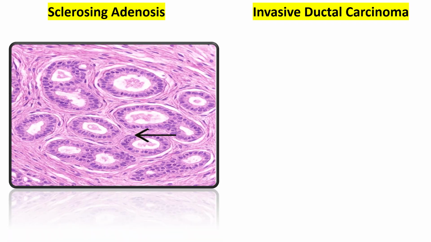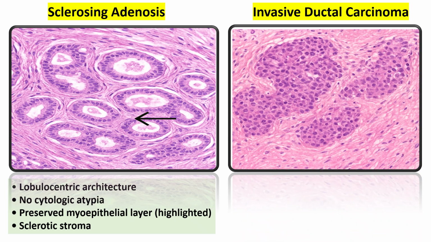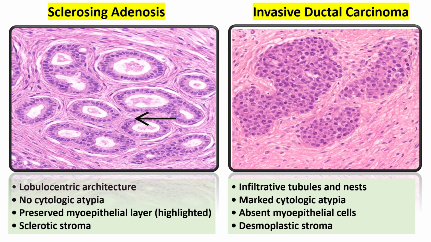Comparing the histopathological differences between sclerosing adenosis and invasive ductal carcinoma, in sclerosing adenosis, there will be lobulocentric architecture, no cytological or minimal atypia is seen, there will be a preserved myoepithelial cell layer, and sclerotic stroma is seen. In invasive ductal carcinoma, as we can see here, there will be infiltrative tubules and nests, there will be marked cytological atypia, and there is an absent myoepithelial cell layer, and desmoplastic stroma is seen.